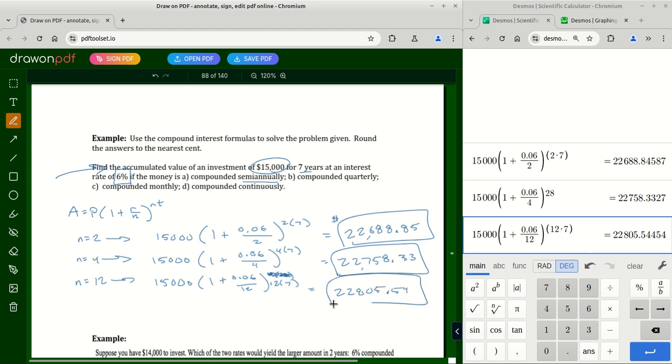So 22,805.54. And notice that I stopped and paused. I said, hey, that doesn't look right. It should be around 22,000. That's the point. You got to make sure that you're around that same number every time, okay?